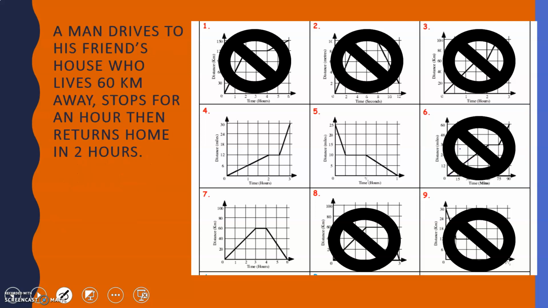A man drives to his friend's house who lives 60 kilometers away, stops for an hour, then returns home. So returns home. This is one where he's going away, stops for a while, returns home. Well, the only graph that's left like that is the number 7 graph.